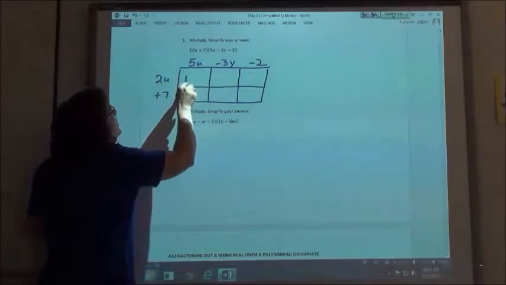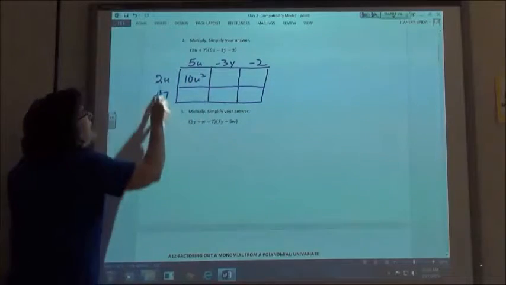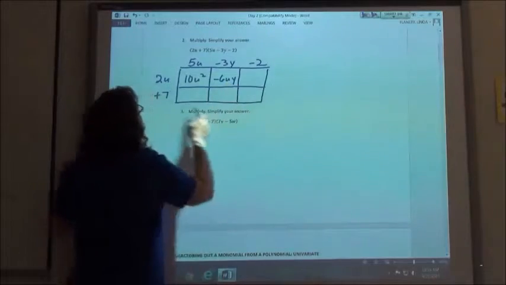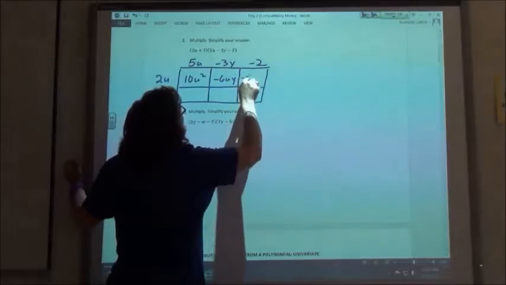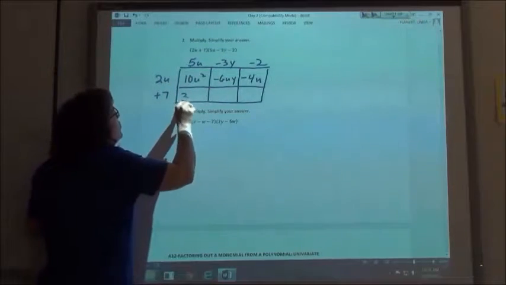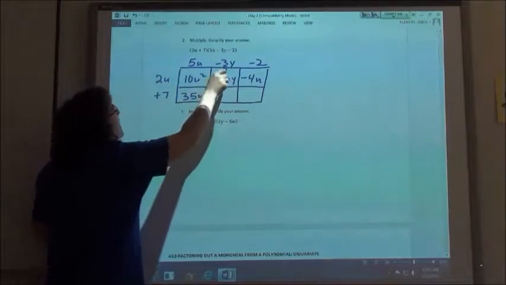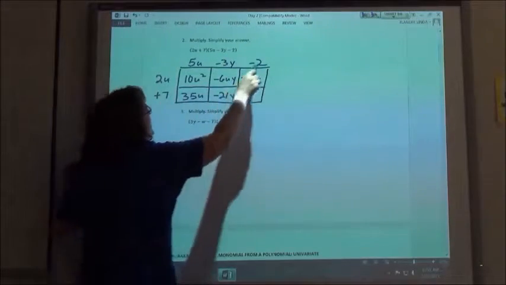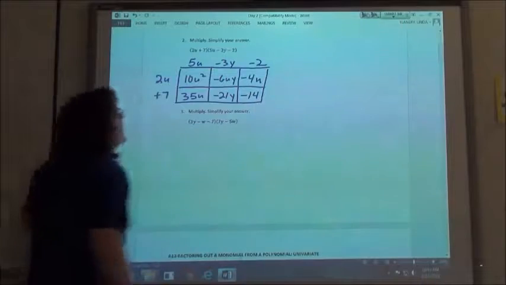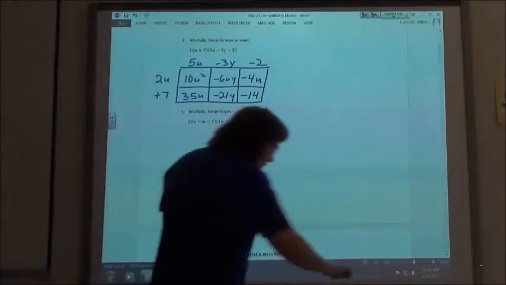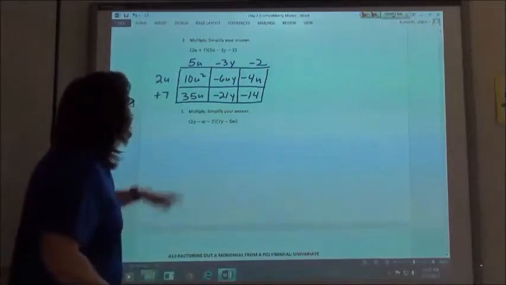2u times 5u is 10u to the second. 2u times negative 3y would be negative 6uy. 2u times negative 2, negative 4u. 7 times 5u, 35u. 7 times negative 3y, negative 21y. 7 times negative 2, minus 14. Now I have everything in boxes, so if I get interrupted in the middle of the problem, I know where I left off, and I can go ahead and write down my answer.